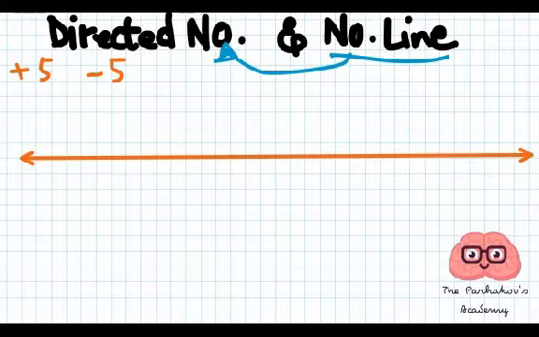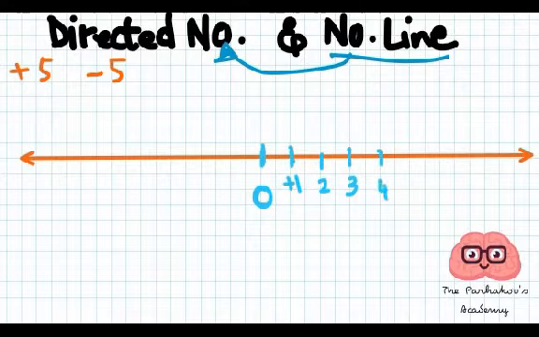And in the middle of it we put 0, and here we represent positive 1, 2, 3, 4, 5, 6, 7, 8, and so on and so forth. Same goes on this side as well.